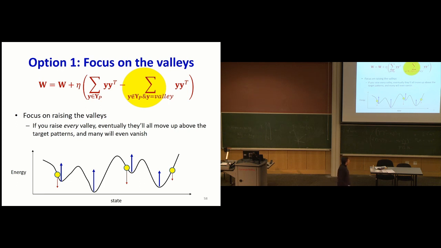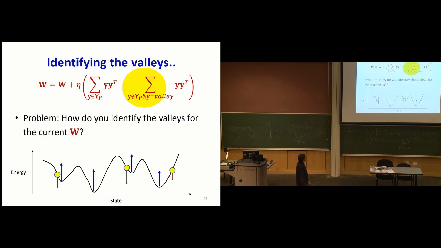So basically, if you raise every valley, eventually they'll move up above the target patterns and vanish. Anytime you encounter a valley, you push it up. You keep pushing up valleys. And eventually only the target patterns will remain.